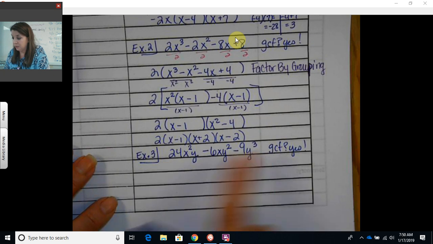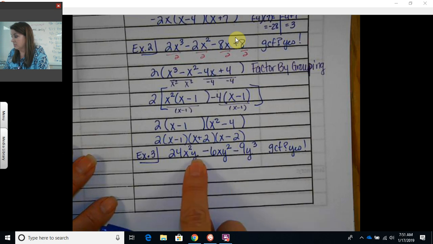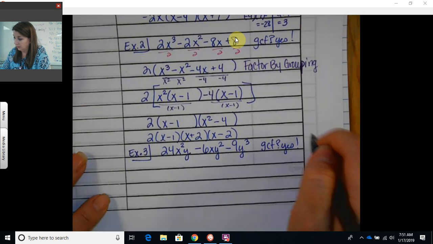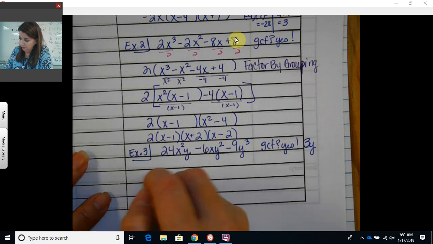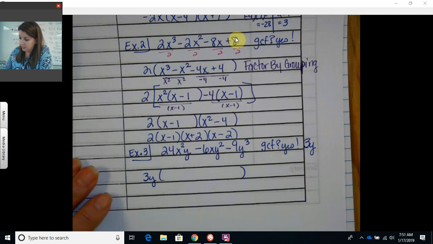My first term has y, 1y. The second term has 2 y's. The last term has 3. So how many y's can I take? 1, because this one only has 1. So I can take out a 3y. And I don't take a negative this time because my leading coefficient is not negative. So I will divide each term by 3y to see what's left after I take out the GCF.